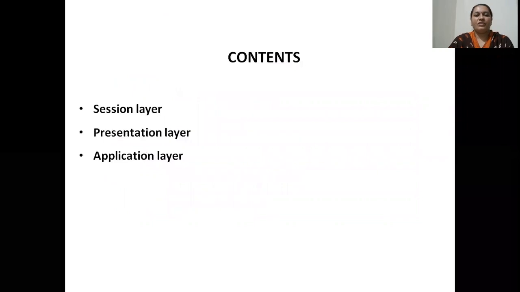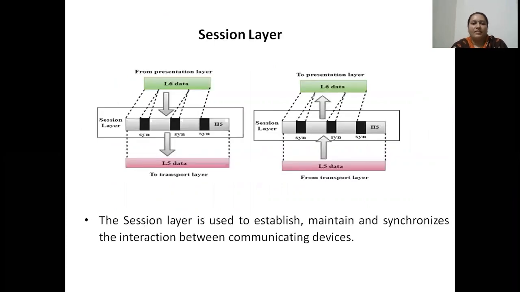We will be discussing the functions of three layers: session layer, presentation layer, and application layer. First, the session layer. Session layer basically takes care about the interaction between the communicating devices. So it makes sure that it establishes a handshake between the two communicating devices, maintains a continuous connection for the two communicating devices to communicate with each other, and also synchronizes their interaction.